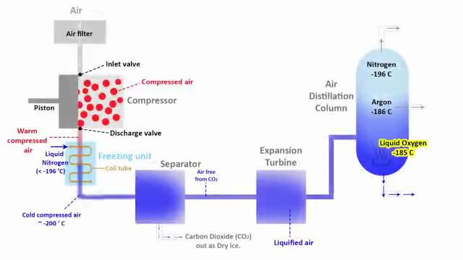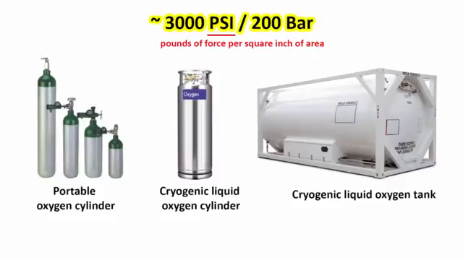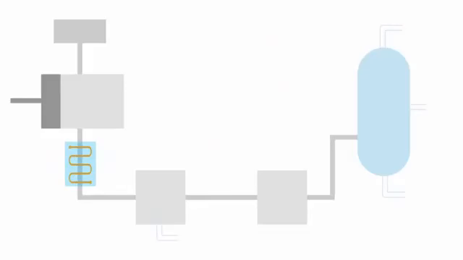In this video, we will learn how oxygen is made artificially, how it is stored and how it is transported. The whole process is like this. At first, air is sucked inside a compressor. There's a filter before that, so that there are no impurities like dust particles.